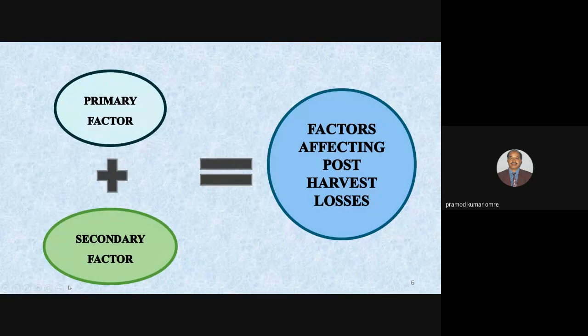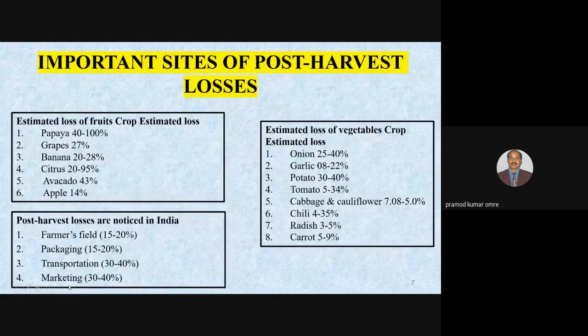So the factors affecting post-harvest losses are the primary factors and the secondary factors. Here, some of the values are there for post-harvest losses in India, estimated loss. These are available. Even the National Horticulture Board has a book and statistics available for this. You can see the different losses in the different commodities.